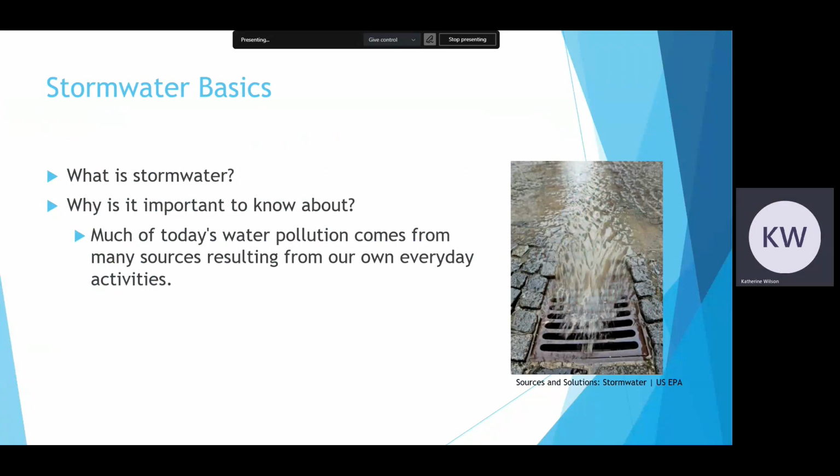This is a problem because we want to minimize the number of pollutants that go into our waterways in order to keep our streams and lakes healthy and have good water quality. Much of today's water pollution comes from contaminants being carried to water bodies via stormwater runoff that are a direct result from our everyday activities.